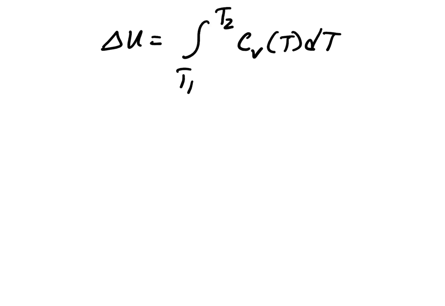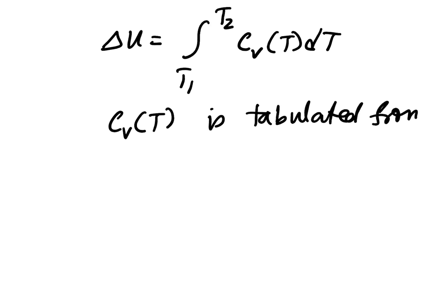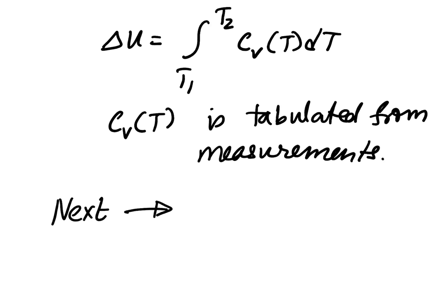So that wraps up our discussion about internal energy, which is delta U equals the integral from T1 to T2 of Cv of T dT. Cv of T is usually tabulated from measurements. So I'm going to continue next on to enthalpy.